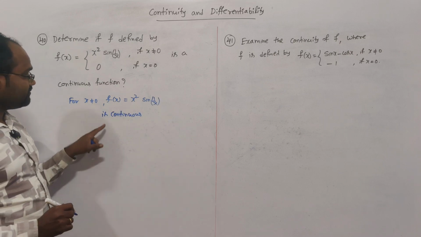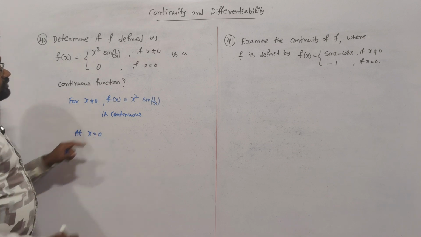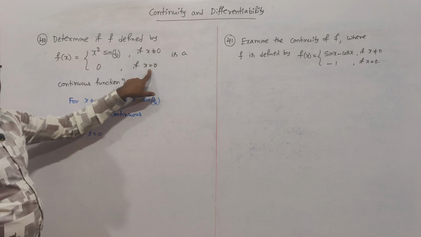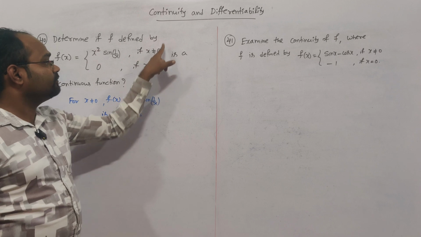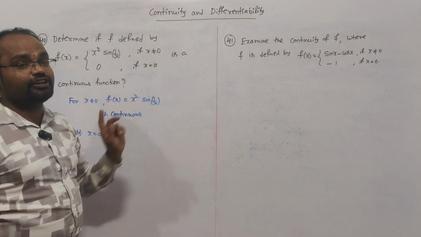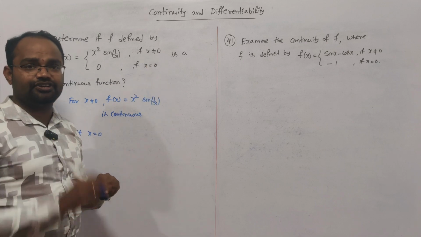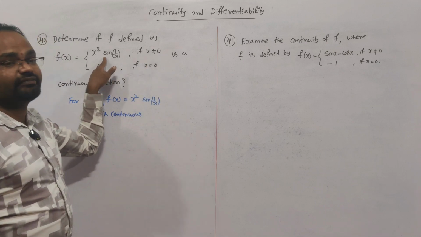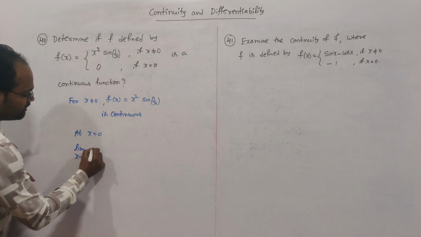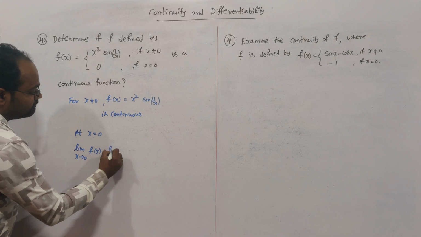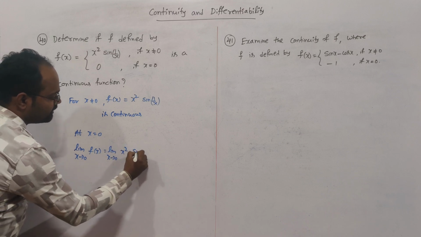Now at x equal to 0, since it is not equal to 0 and equal to 0, in the last videos, whenever there were inequalities, we had to take LHL and RHL. If the separation is not equal to 0 and equal to 0, then directly consider the limiting value. So what is that? Limit as x tending to 0 of f of x, that is limit as x tending to 0 of x square into sine 1 by x.